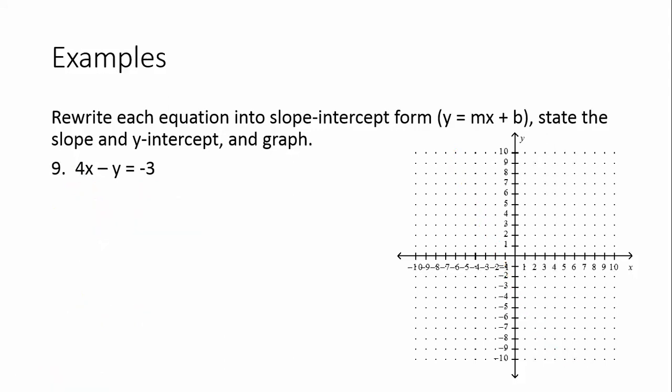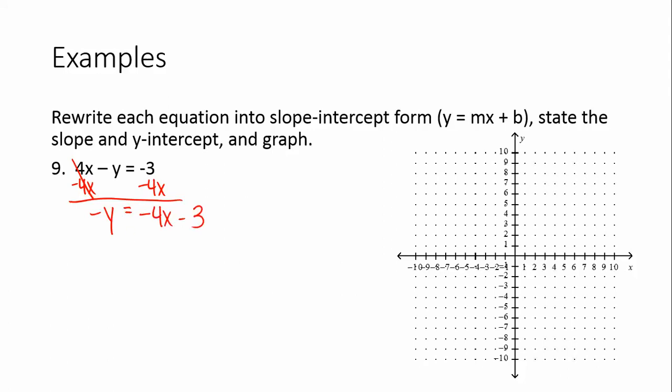This one's a little different. It's going to be an extra step here in order to solve it and put it in slope-intercept form. But first I want to move the x term to the other side. So we're going to subtract 4x from both sides. But notice here I have a negative y, or subtracting y, so I need to bring that negative down with it. And I have negative 4x minus 3.